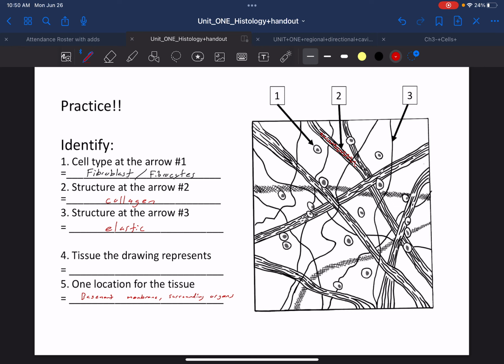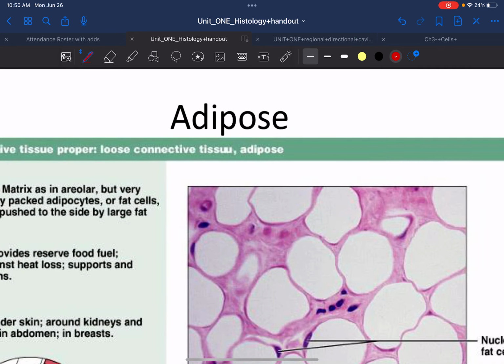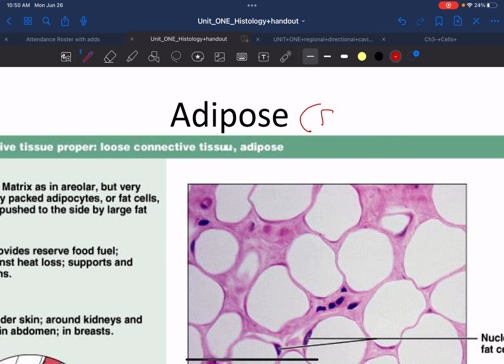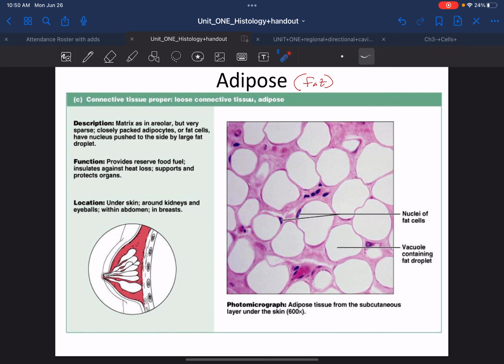And leave it at that, surrounding organs. And so, next tissue, adipose. This is what we famously know as fat tissue. This is the fat in our bodies. This is that tissue that makes it up.